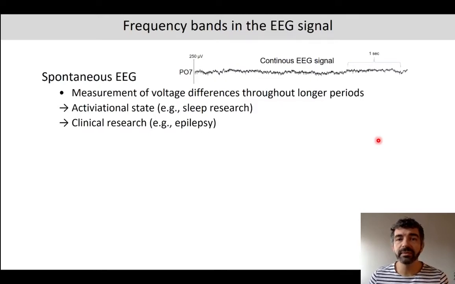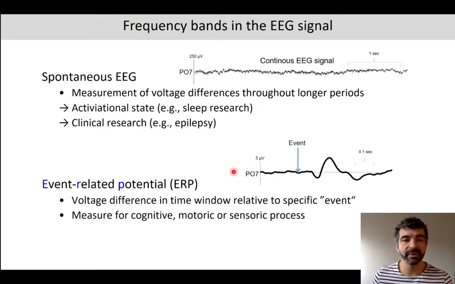So there are different ways to measure the EEG signal. The spontaneous EEG is really just the EEG signal across a longer period of time. You're measuring the voltage difference over maybe a couple of seconds, and then you can, for example, look at the frequency spectrum and say, okay, there's a lot of alpha going on, so the person must be sleepy. You can also use it for clinical research, so that certain patterns in the EEG signal indicate seizures, for example.